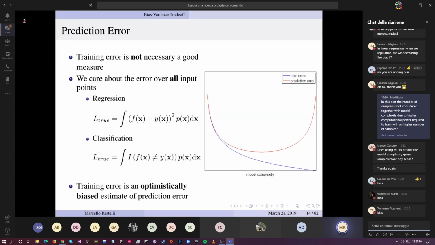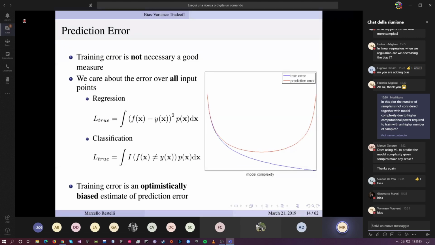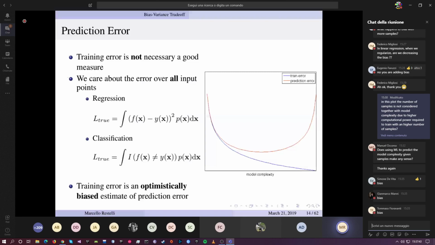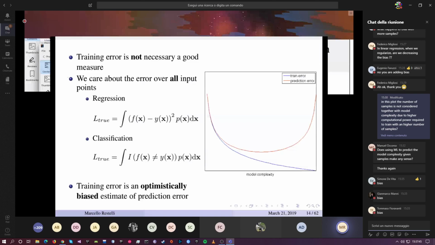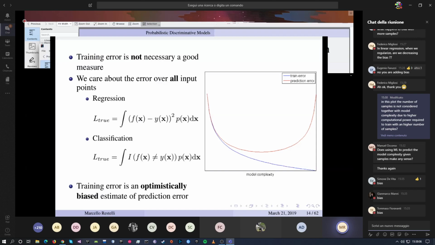You can see that when the model complexity is low, the train error and the prediction error are very close. This is quite interesting, because it says that for simple models, the train error is a good way of predicting the prediction error. But when the model complexity becomes too large with respect to the number of samples I have to train it, the correlation between the two lines is lost. So using the blue line to predict the red line when the model complexity is large is really unreliable.